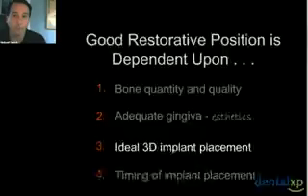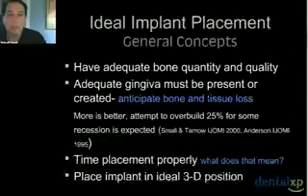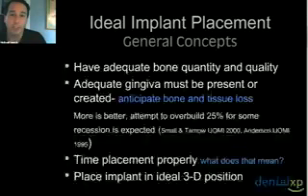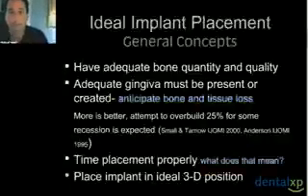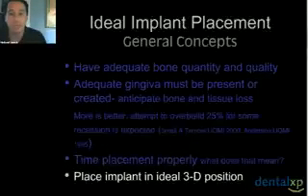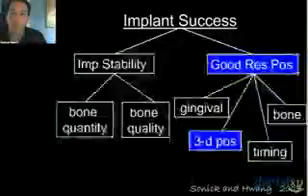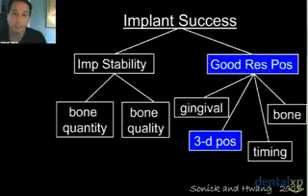Now, the general concepts, besides having enough bone and gingiva, and timing, is the ideal position of the implant. So let's talk about the first aspect. Where do you place the implant in a mesial distal position? If you look at the implant success, there are 2 requirements that the implant must have if you are going to place it. First is that the implant must be stable, and second, as we discussed, is good restorative position.